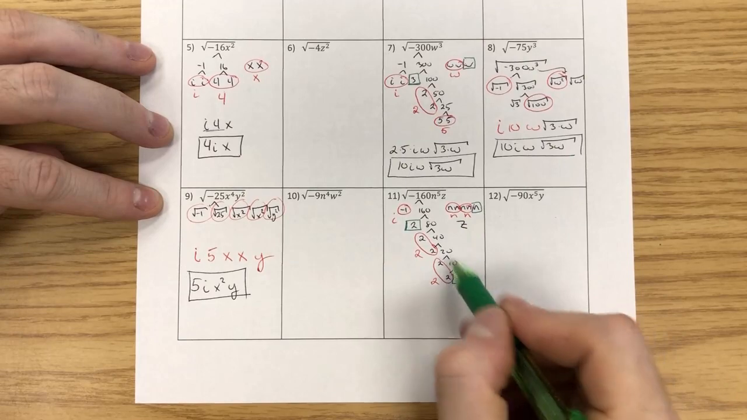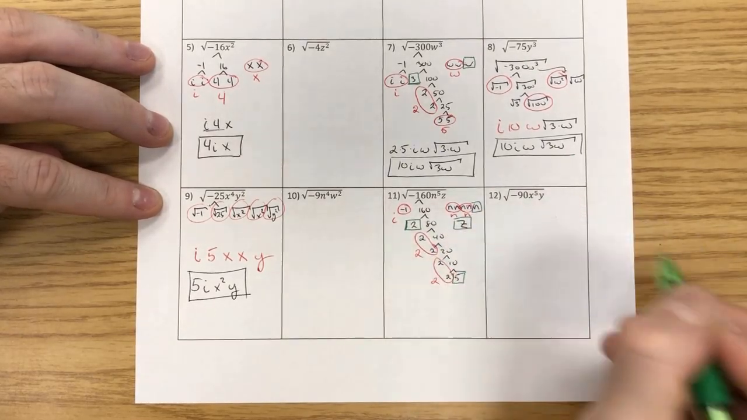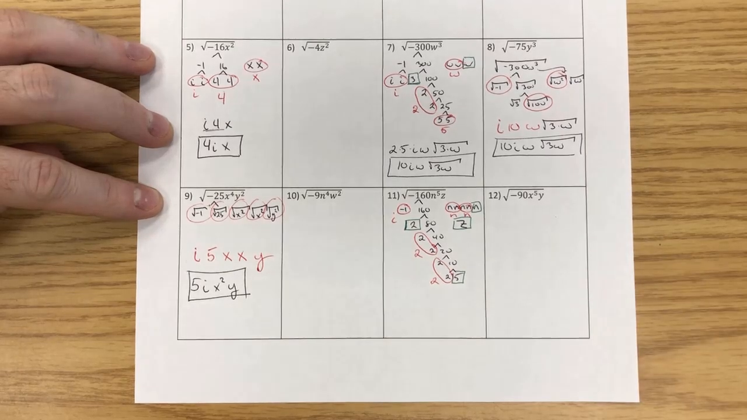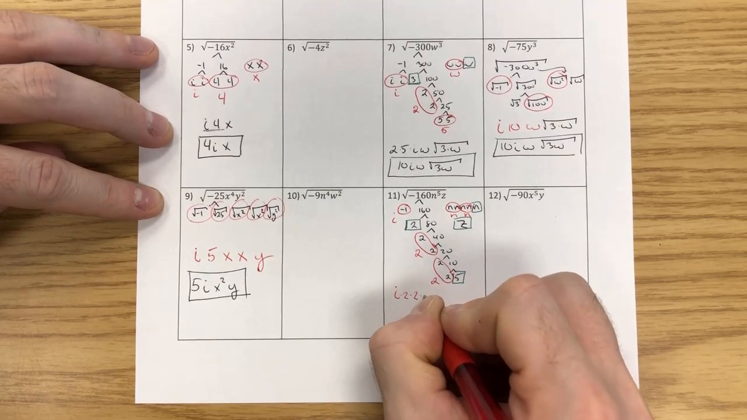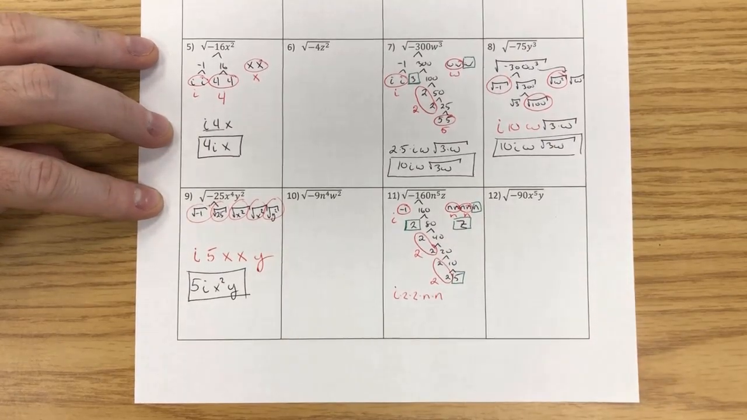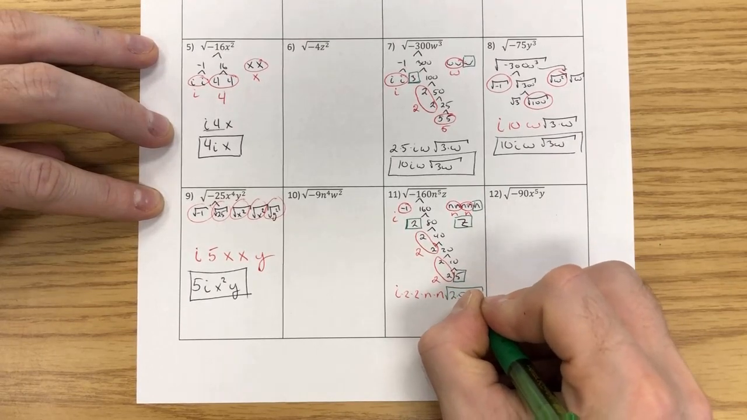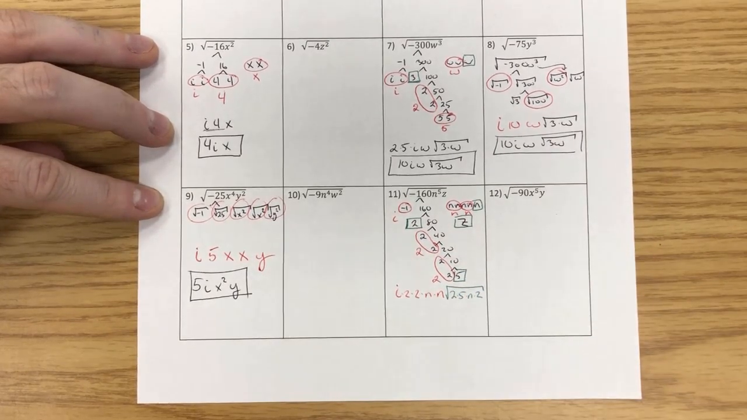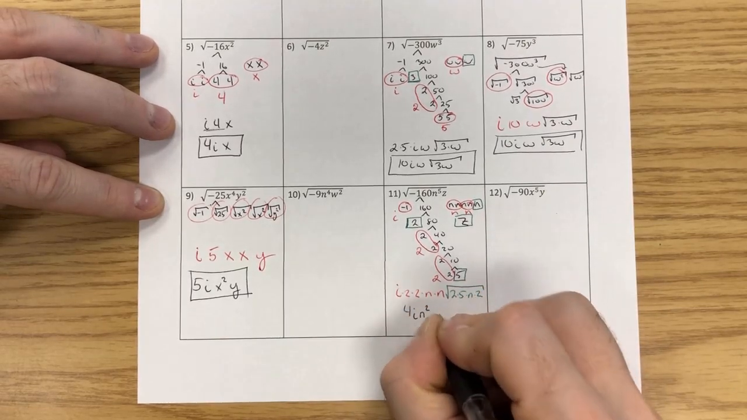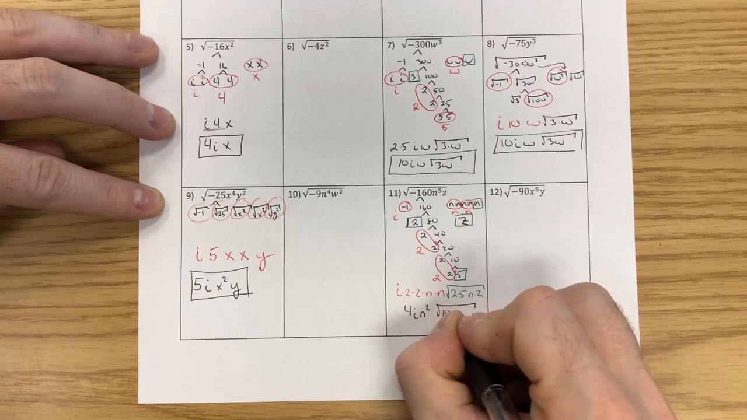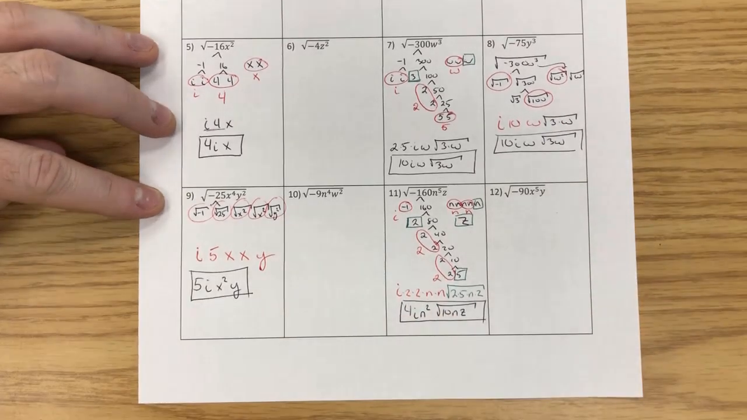I left behind a 2, a 5, an N, and a Z. So if I rewrite that, I have I times 2 times 2 times N. Left in the square root, I have 2 times 5 times N times Z, which is going to simplify to 4in squared, square root of 10nz. And there we go.